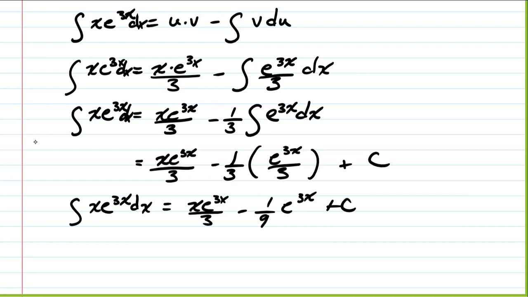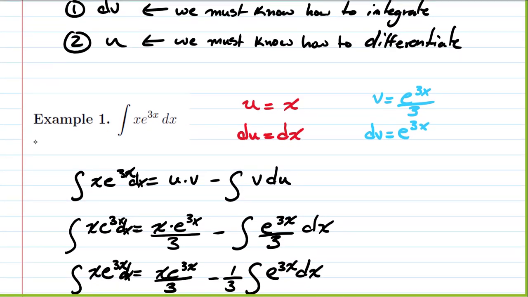And we could check it by taking the derivative to make sure we get back the original function, which we would. So when we're doing integration by parts, our strategy is we have to pick u and we have to pick dv. We take the derivative of u and we take the integral of dv to get du and v, and then we plug into the formula and try to integrate the result of plugging into that formula.